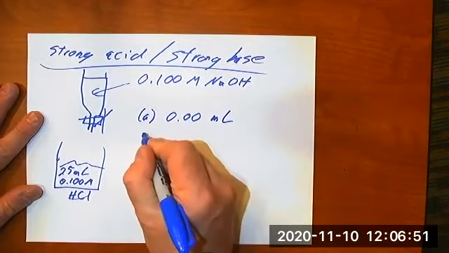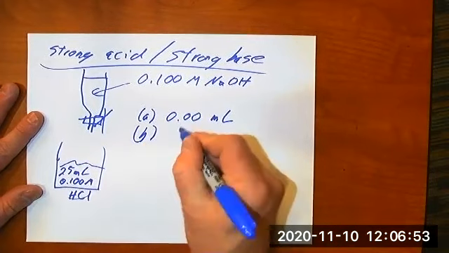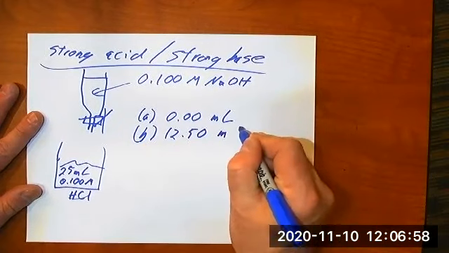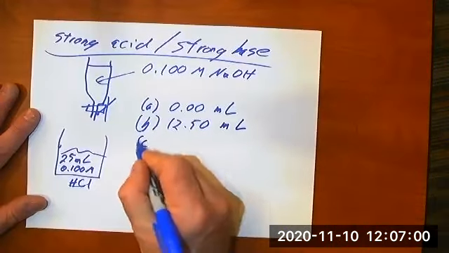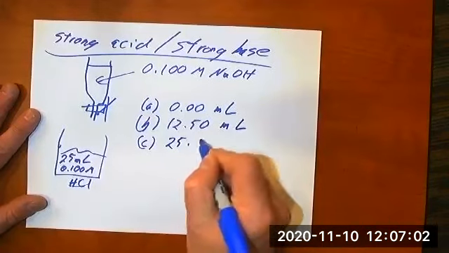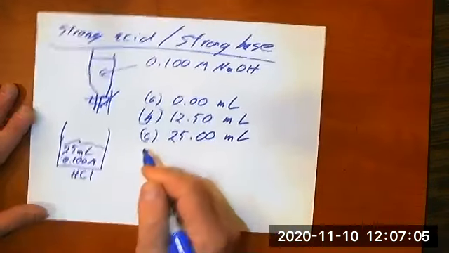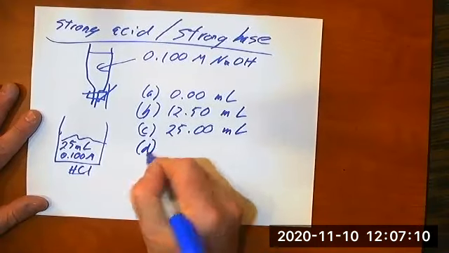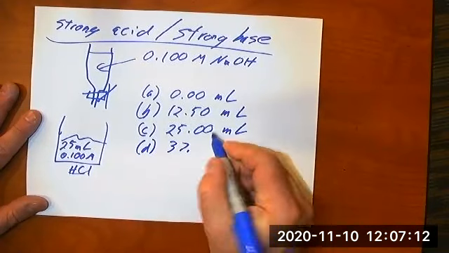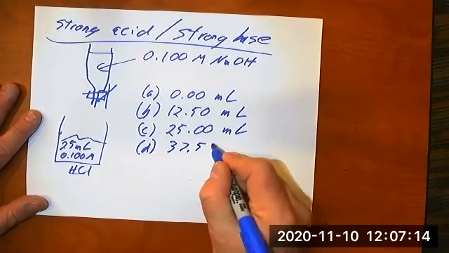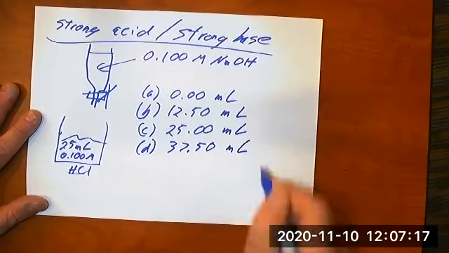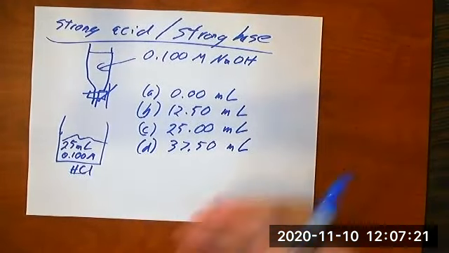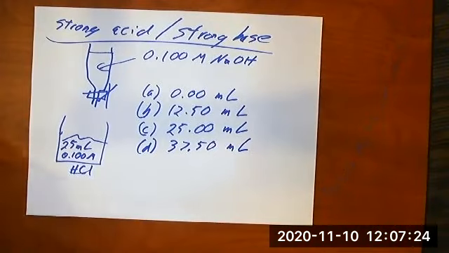no sodium hydroxide added, half as much sodium hydroxide as hydrochloric acid added, an equal amount of sodium hydroxide added as the hydrochloric acid, and then half again as much sodium hydroxide added as hydrochloric acid. And so this is going to take us through the different regimes of pH that we're going to be looking at.